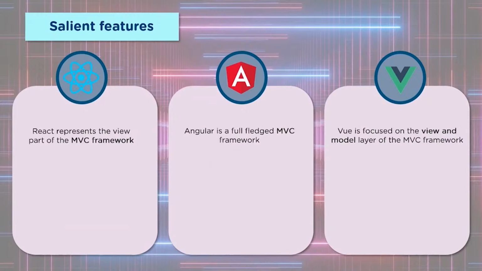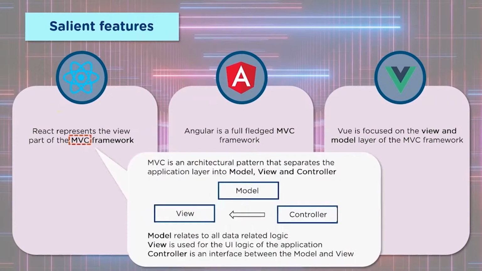Now React represents the View part of the MVC framework, and Angular is a full-fledged MVC framework in itself, and Vue on the other hand is focused on the View and the Model layer of the MVC framework. Now what exactly is the MVC framework? The MVC framework is an object-oriented design principle that mandates the separation of concerns, meaning one thing can only do one thing. So the Model deals with the entity classes, the data and the business logic, while the View deals with the representation and the UI logic of the application, and the Controller drives the functionality of the two. Any changes can be easily factored and isolated, and as a result, testing becomes a whole lot easier.